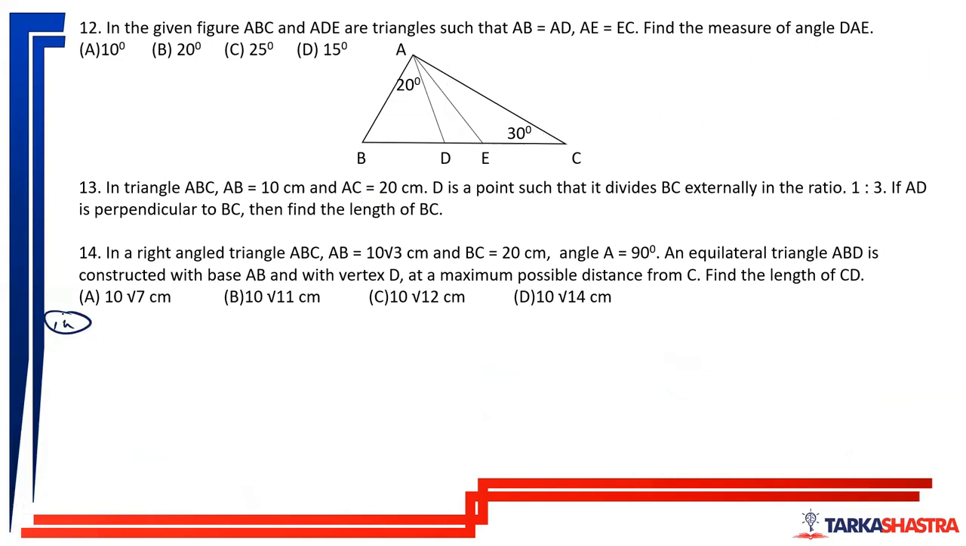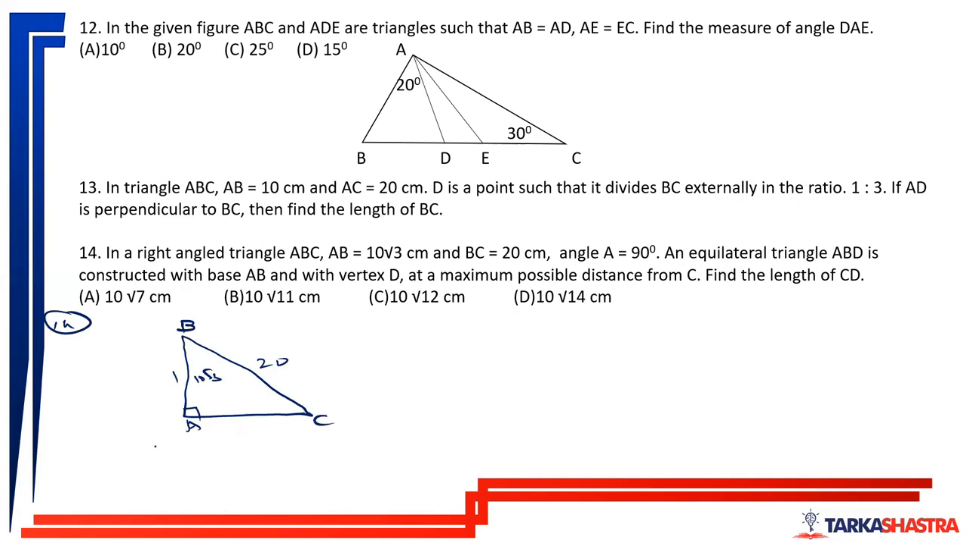In a right triangle ABC, AB is 10 root 3, BC is 20, angle A is 90 degrees. In a right angle triangle ABC, angle A is 90 degrees. AB is 10 root 3. This is 10 root 3. BC is 20. So this is AB and this is BC. BC is 20, angle A is 90.